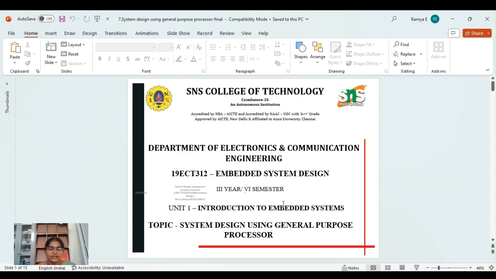Today we are going to discuss system design using a general purpose processor. How to design a system by means of a general purpose processor in Unit 1, Introduction to Embedded System.